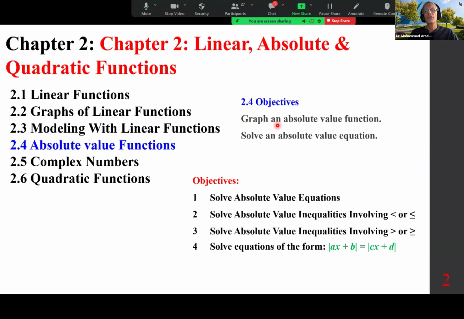are graph an absolute value function, solve an absolute value equation, solve absolute value inequalities involving less than or less than or equal, solving absolute value inequalities involving greater than or equal, and solve equations of the form absolute value of ax plus b equals absolute value of cx plus d. Those are the objectives, everybody.